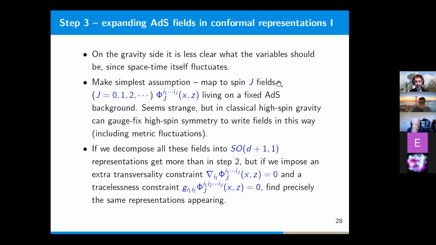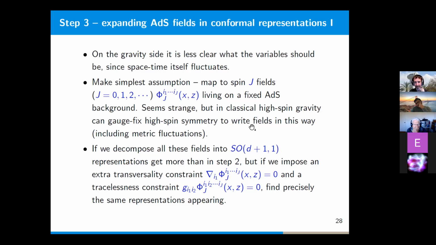But we should remember that we're talking here about a high-spin gravity theory where we have a huge symmetry group generalizing the diffeomorphisms on the gravity side. And in fact, one can show in classical high-spin gravity that it is possible to rewrite any solution to the classical high-spin gravity equations of motion. One can always gauge fix the theory such that one can write its fields as living just on a fixed AdS background and then having fluctuations around that background.